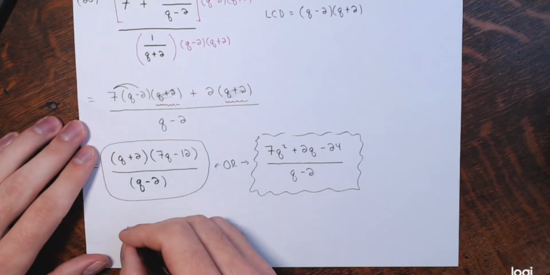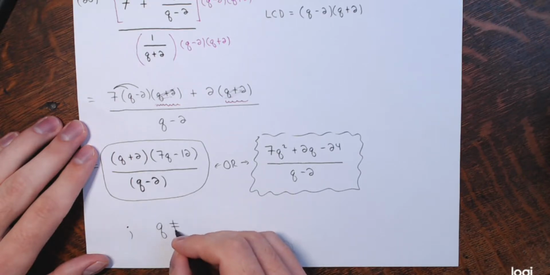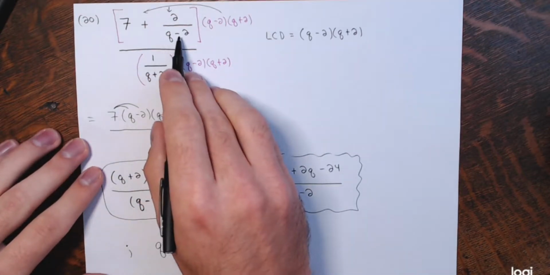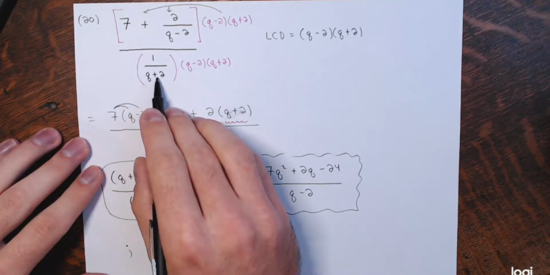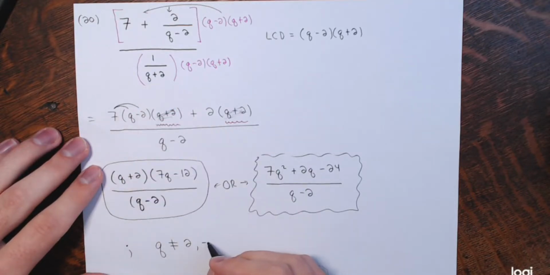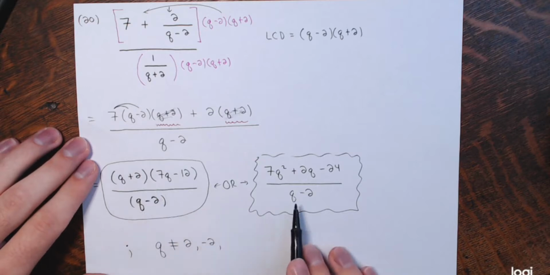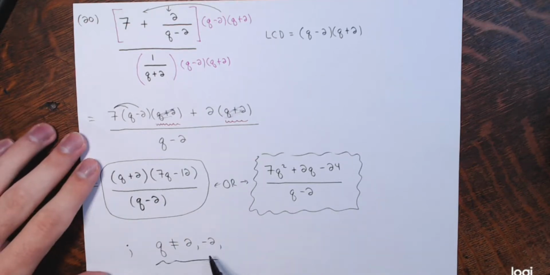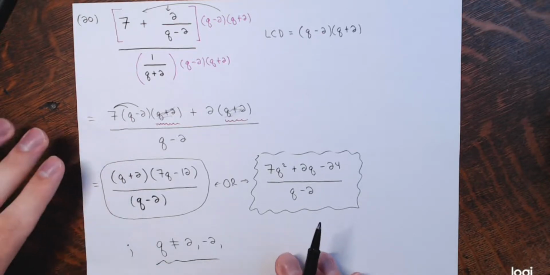And then once again, as in all the other examples, I am going to state the values I can't replace q with. Q cannot be positive 2, because it'll make that denominator 0. Can't be negative 2, because it'll make that denominator 0. You never want a denominator of 0. And that seems to be it. Looking throughout the entire problem, the only values that make any of the denominators 0 are 2 and negative 2. So you can replace q with any other value you wish.